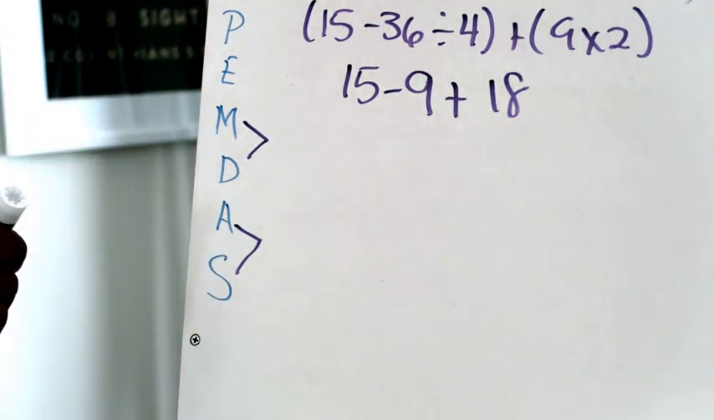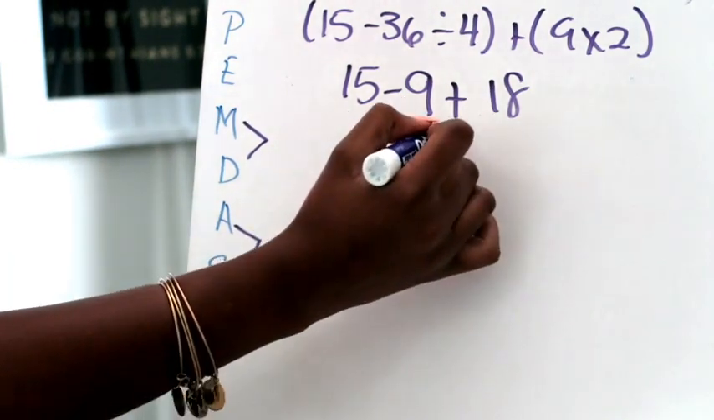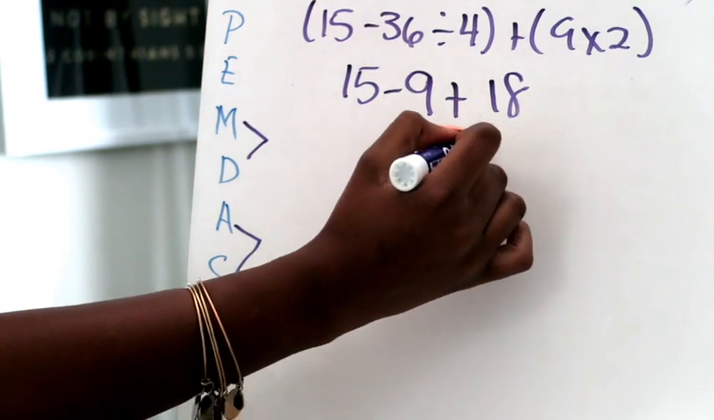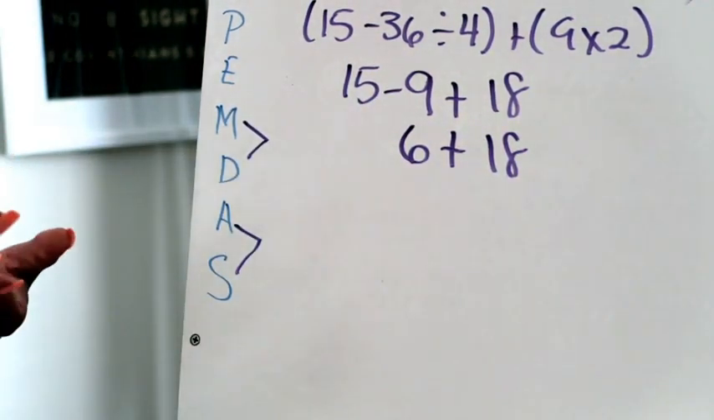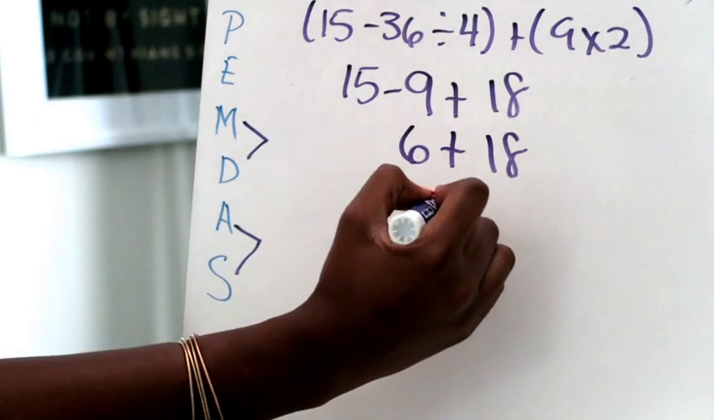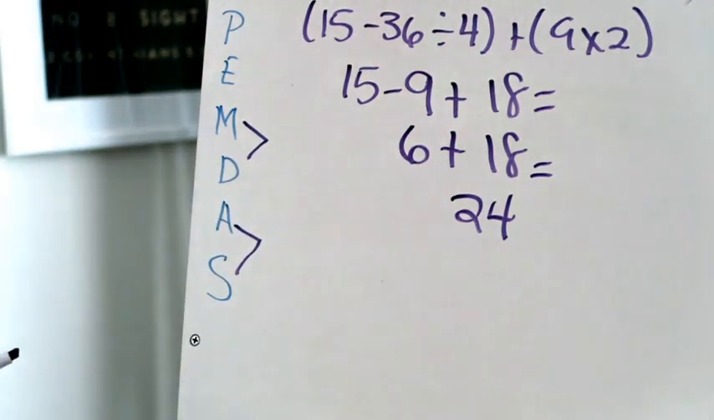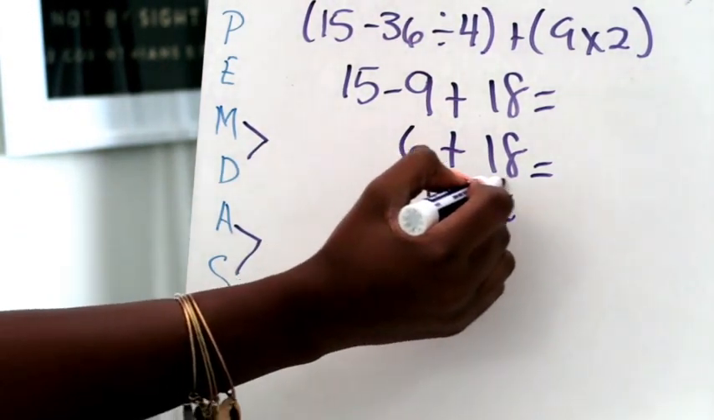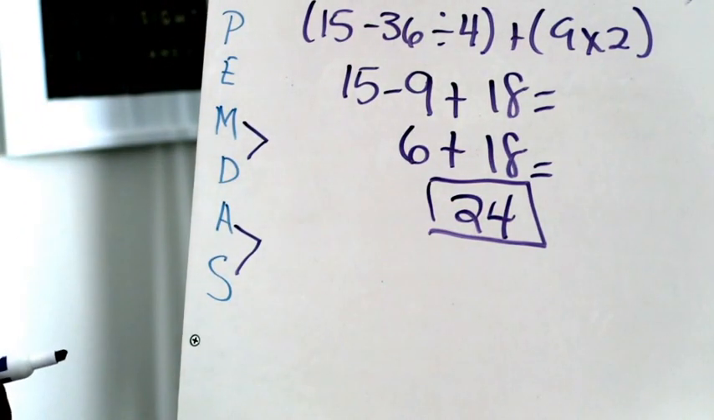So you're going to do 15 minus 9, which is going to be 6. I'm going to bring down that addition sign, and I'm going to bring the 18 down. Now all I have to do is add, and that gives 24. I'm going to put equal signs so that we know we were working through the problem. And 24 would be your final answer, so you would box it or put a star by it so that your teacher knows that's what you got as your final answer.